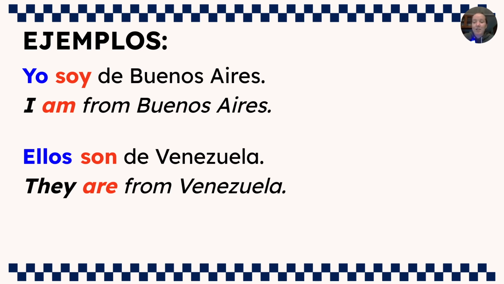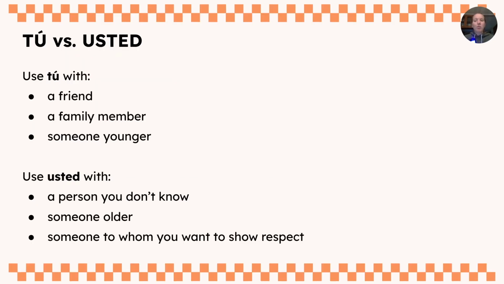Now we're going to talk about some differences in the subject pronouns that you see on your chart. We have tú and we have usted. They both mean you. However, these two are used in different contexts. Tú is our informal, more familiar way of saying you, while usted is our more formal way of saying you. You would use tú with a friend, a family member, or someone younger, someone that you know well. Then you would use usted with a person that you don't know, somebody older, or someone to whom you want to show respect.